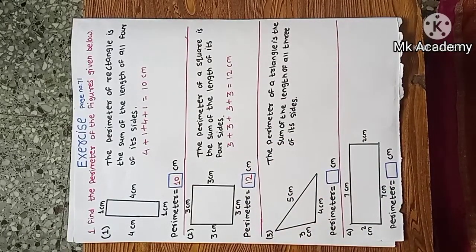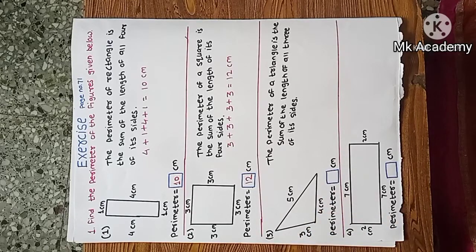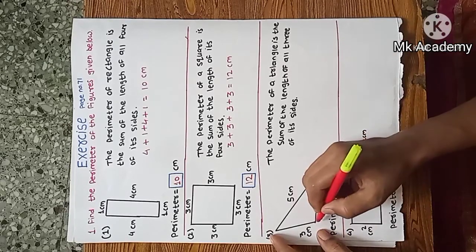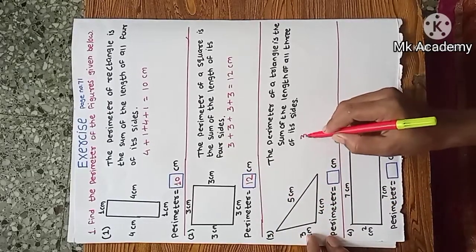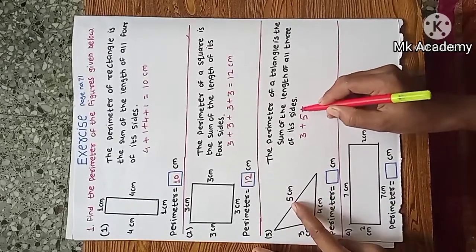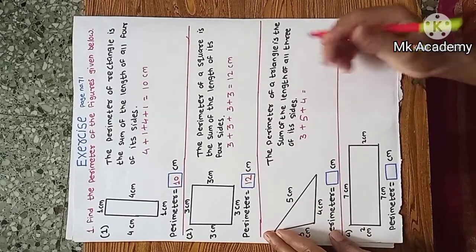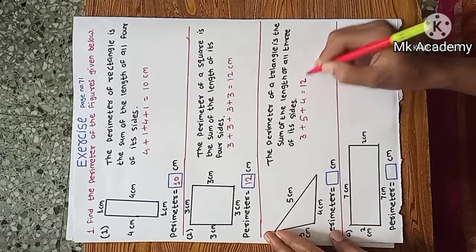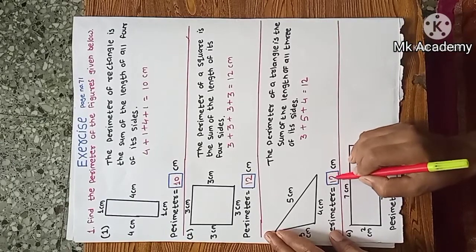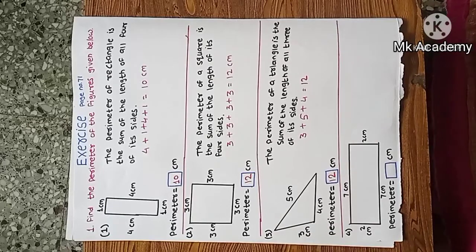Now third figure. This figure is a triangle. The perimeter of a triangle is the sum of the lengths of all of its 3 sides. We have to sum the lengths of these 3 sides. This is 3 plus 5 plus 4 is equal to, 5 plus 4 is 9, 9 plus 3 is 12. Perimeter is equal to 12 centimeter. The perimeter of this triangle is 12 centimeter.